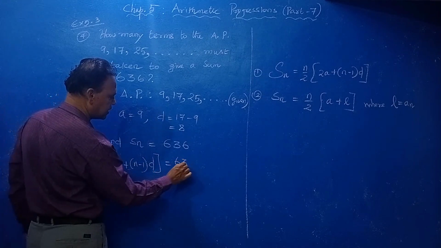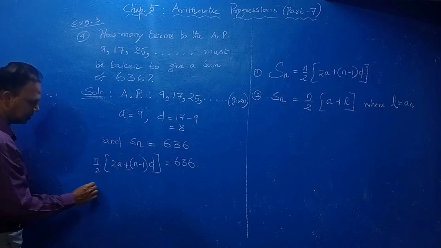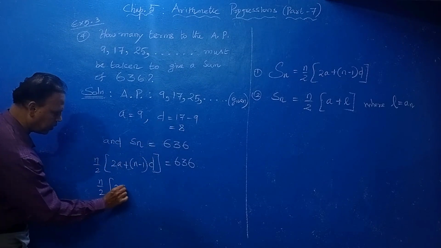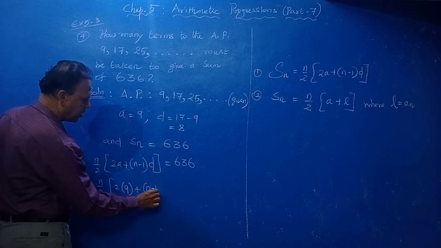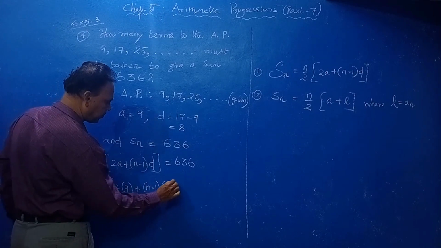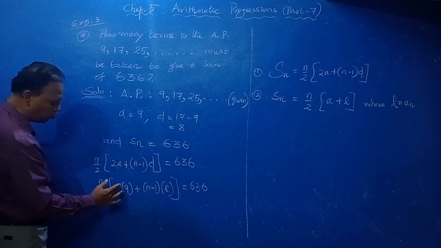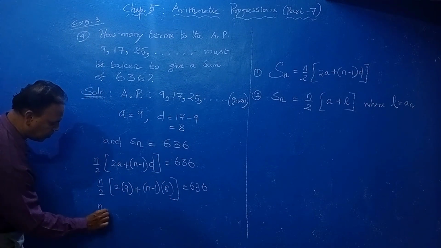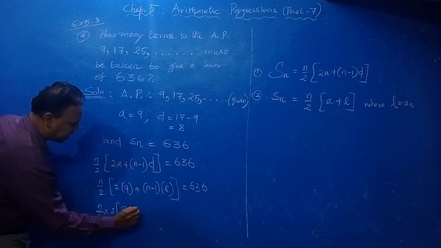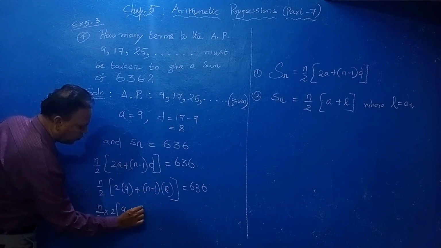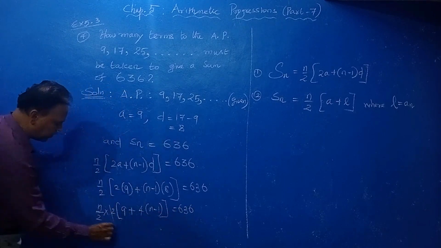That's equal to 636. So replace a and d. That means n by 2 into 2 into 9 plus n minus 1 into 8, equal to 636. Here you see the 2 is common in both terms, you take it out, so we can cancel this 2. So simply 9 you write, and 4 into n minus 1, equal to 636.